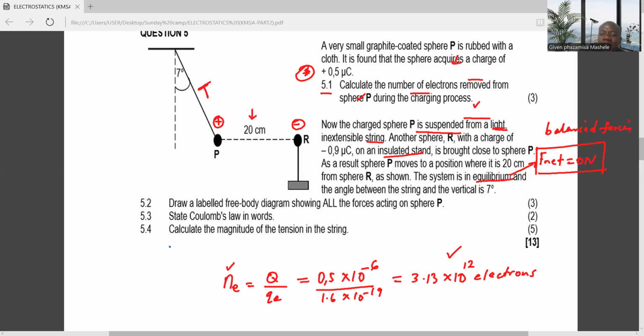Then the angle between the string and the vertical is 7 degrees. You see that this string now is acting at an angle of 7 degrees. And we know when we are dealing with vectors, any vector that is acting at an angle should always have components. We need to resolve that into components. So since we have our tension here, we are going to construct a right angle triangle so that we can have the components of that tension, because the tension is acting at an angle of 7 degrees.